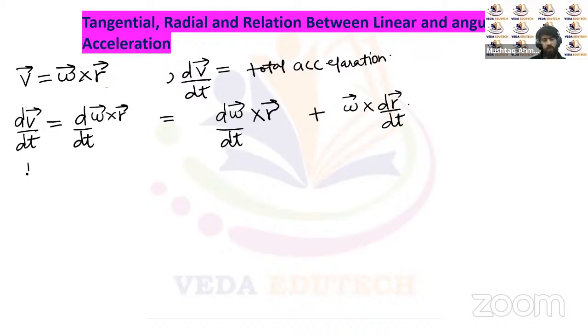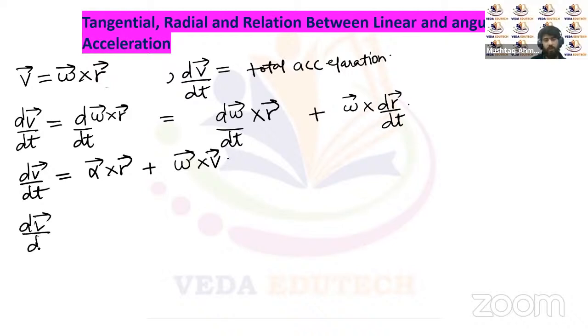Now we know d omega over dt is alpha. So alpha cross r vector, plus dr over dt, that's v. We are left with omega cross v vector. I can see here, this is the total acceleration. So dv over dt is the total acceleration here.